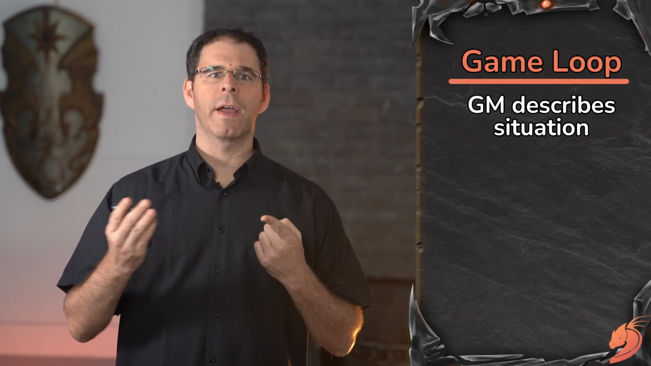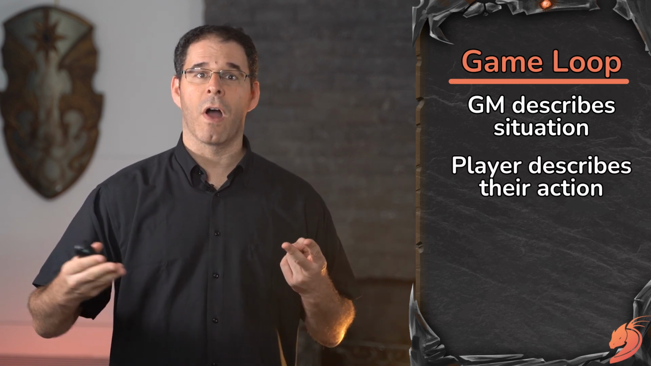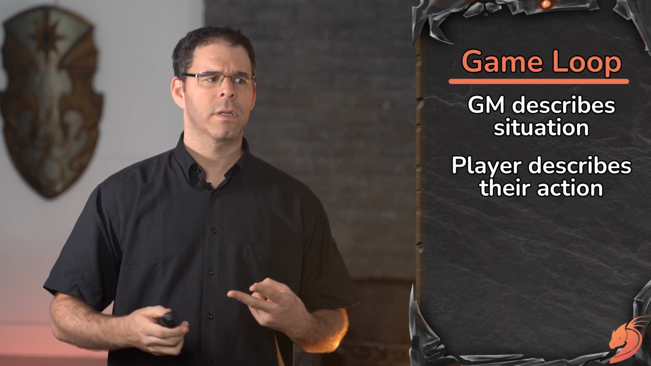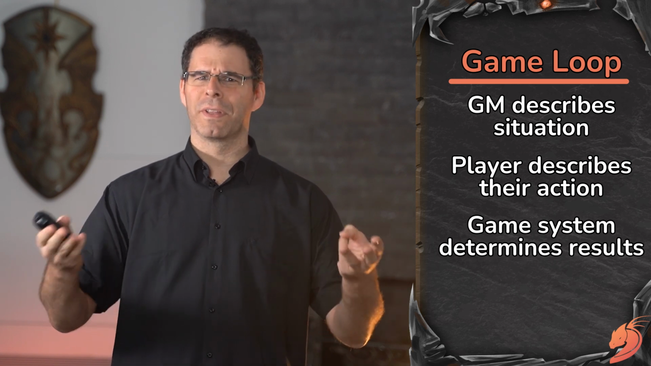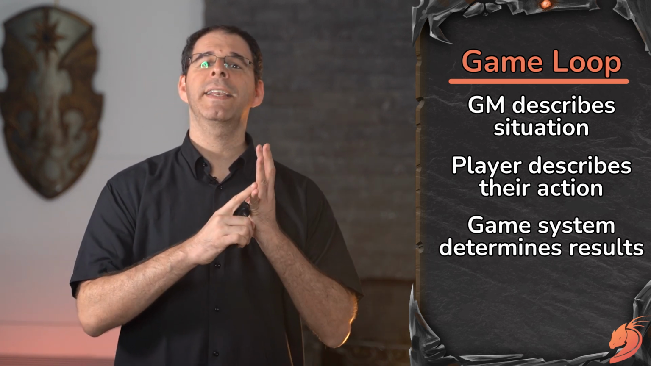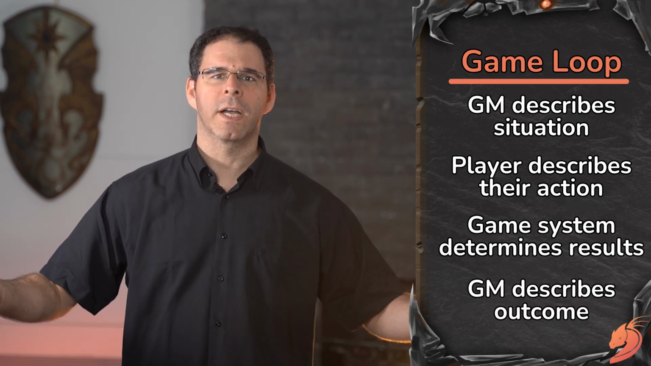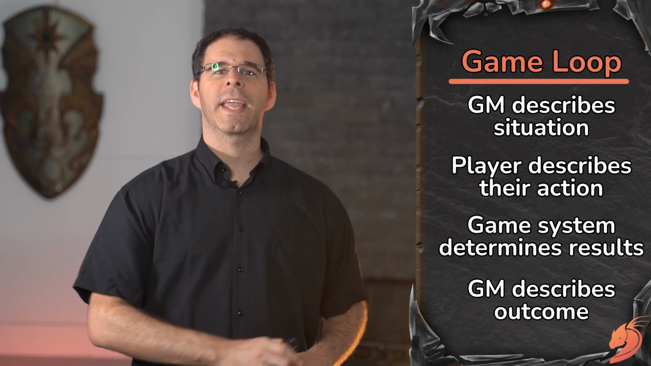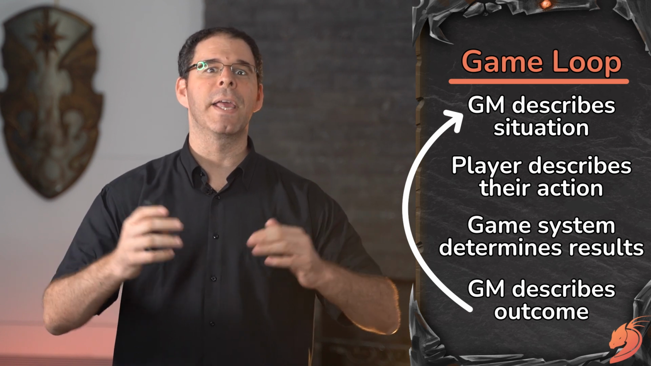The game loop, on the other hand, represents the order of the different phases that take place during the game. For example, the basic game loop for most role-playing games is: first, the game master describes the situation that the characters are in. Then, the players contemplate their options and describe what actions their characters are taking. Next, game mechanics are used to determine the results of these actions. And finally, once the results are clear, the game master describes the outcome of the actions and starts the game loop over by describing the new situation that has arisen based on those outcomes.